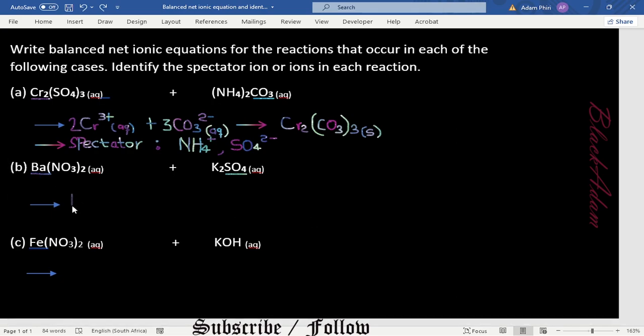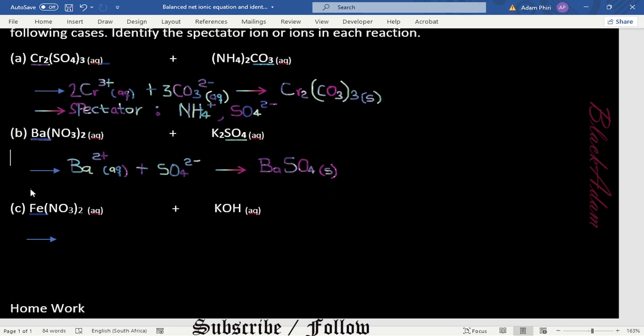So the precipitate will mean that we have barium 2 plus, which is aqueous, plus we will have sulfate, which is 2 negative. That's also aqueous, to give us barium sulfate, which is going to be solid. So precipitates are solid. It will never be a precipitate if it dissolves.